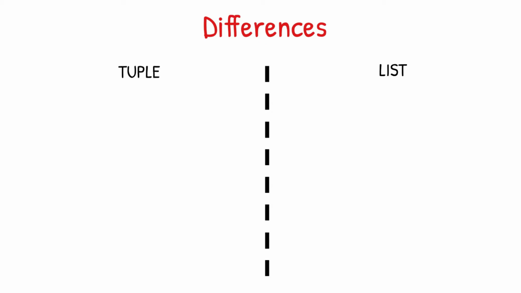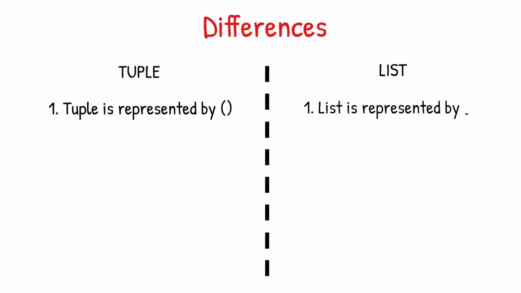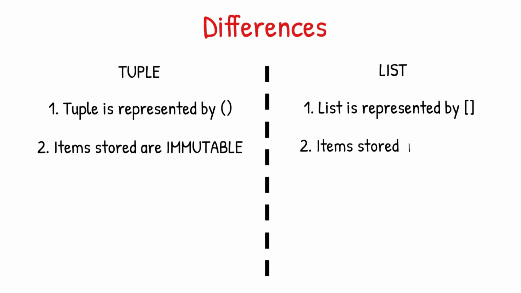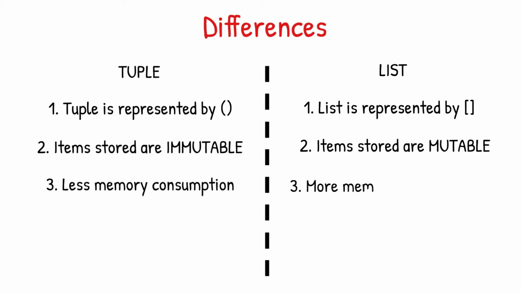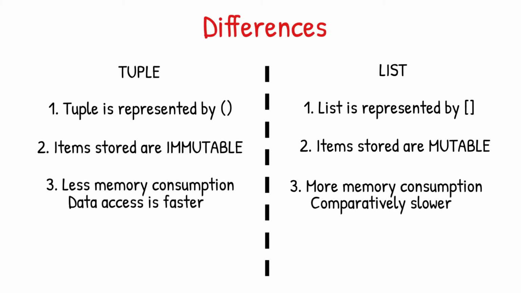The first difference is, Python tuple is represented by opening and closed parentheses, whereas Python list is represented by opening and closed square brackets. Second, items stored in a Python tuple are immutable, whereas in Python lists, they are mutable. Third, list consumes more memory, whereas the tuple consumes lesser memory, especially when we have a larger number of data to be stored. Due to this, the data access in tuple is usually faster compared to lists.